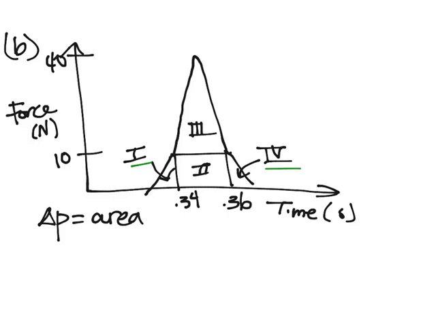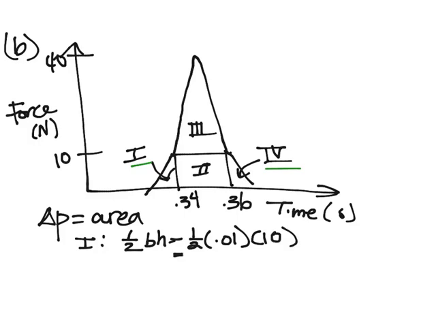Okay, as we can see, region 1 is a triangle, so it will be 1/2 the base times the height. And in this case, the base is 0.01 seconds, and the height is 10 newtons. Okay, so we have 1/2 times 0.01 times 10, and what that gets us is 0.05. Okay, and it's in the units of momentum, kilograms times meters per second.